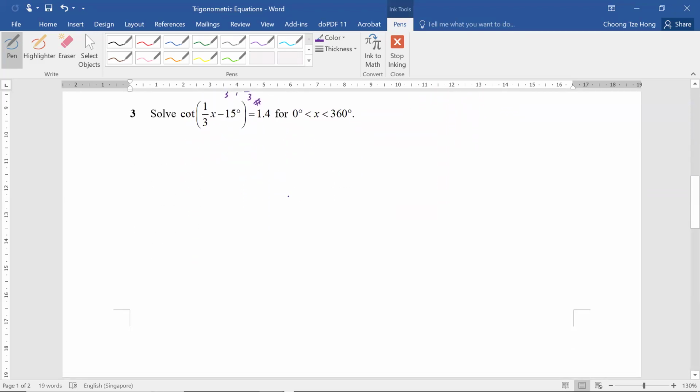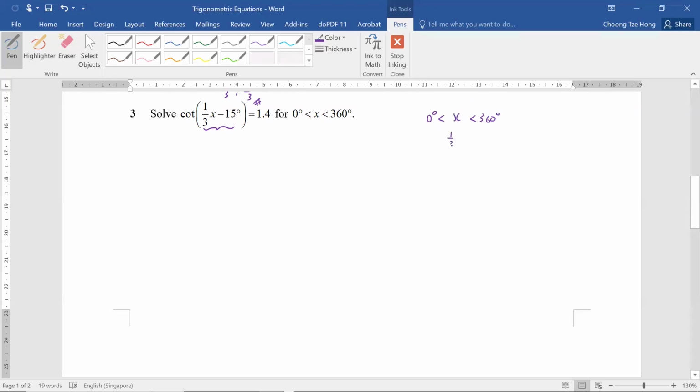Okay, so for the next one, they want you to solve cotangent of (1/3 x minus 15 degrees) equals 1.4. Alright, so first adjust the range. Now the angle here is not just x, right? So we adjust the range. For this one, we need to do it in 2 steps. Sorry, over here should be x.